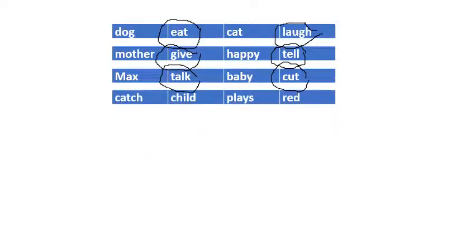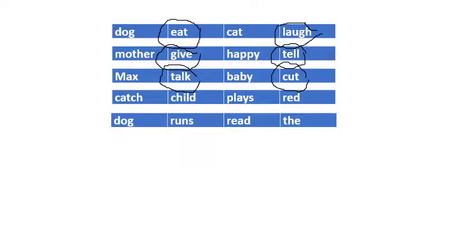The next one. Catch. Child. Place. Red. Now you have to do by yourself. I'm telling you again. What is an action? Catch, child, plays, red. Do it. Good. The next. Dog. Runs. Read. The. Circle the action in that row. In that column. In that row, sorry. Dog. Runs. Read. The.